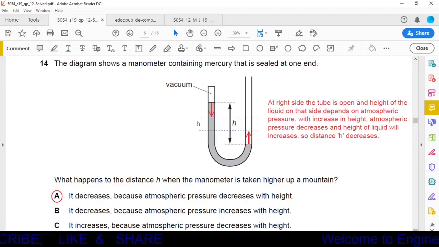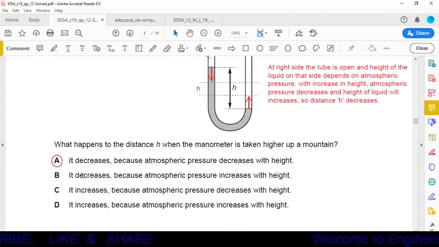Now we will read our options. In option A, it decreases because atmospheric pressure decreases with height, so it is the correct option. Here this h will be decreased when we take this manometer up a mountain, because at a mountain or at a height atmospheric pressure decreases.